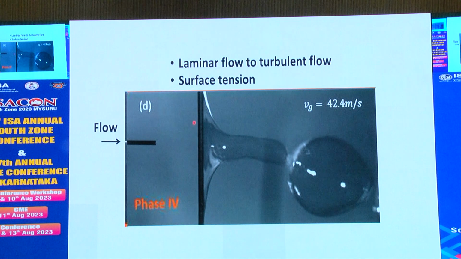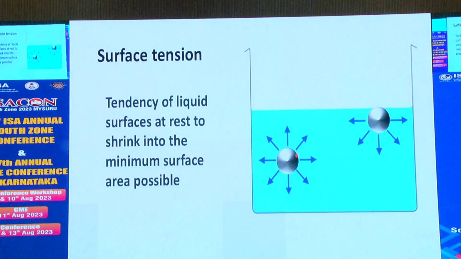It comes and hits the soap film, and causes the turbulent flow. It causes an increase in the pressure, and then due to the surface tension, the bubble forms. So, we need to understand what surface tension is. I am not going to give the definition as such. Basically, it's a force acting on the surface of the liquid, and it tends to go to the least possible surface area.